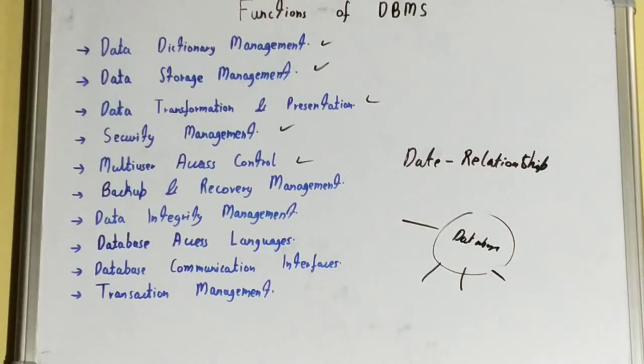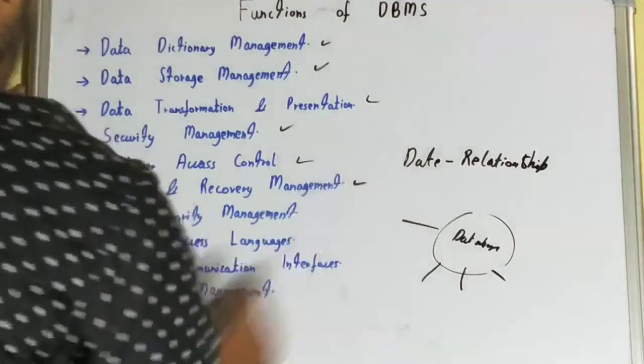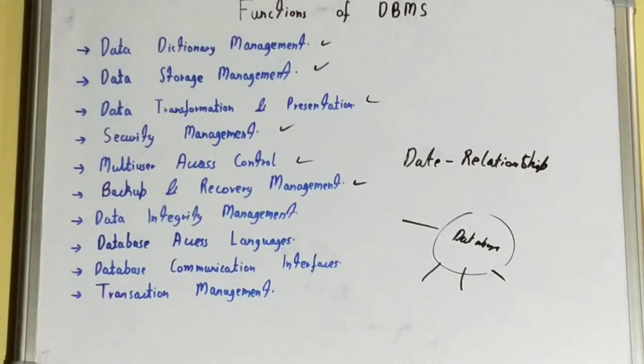Talking about backup and recovery management, DBMS provides backup of your data. You can back up the database in the form of some disks or some other storage devices. As well as it has recovery management: if some data is lost or needs to be recovered from a corrupted file, then it has recovery management for that. The next is your data integrity management.